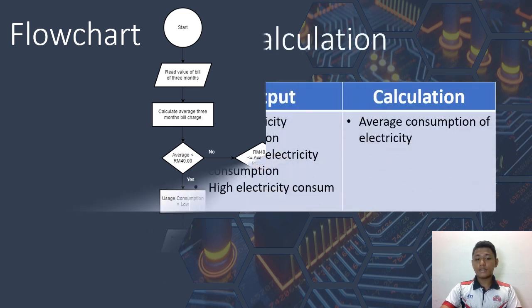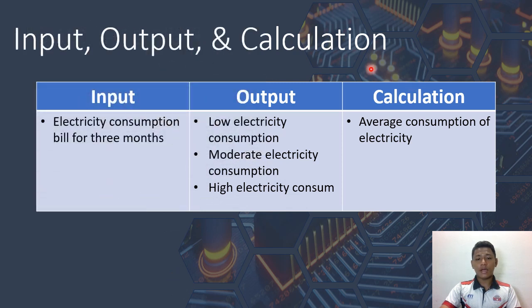This is the input, output, and the process of calculation. The input is the 3 months of bills. The output is whether the electrical power that they use, the consumption, is low, moderate, or high. And finally, the calculation is the average consumption of electricity in 3 months.